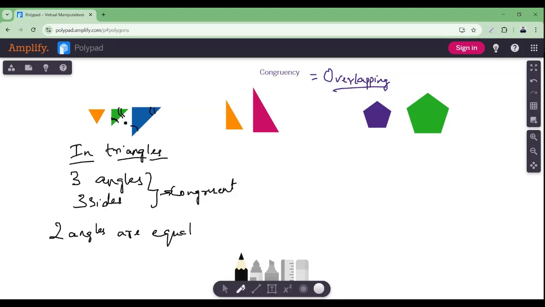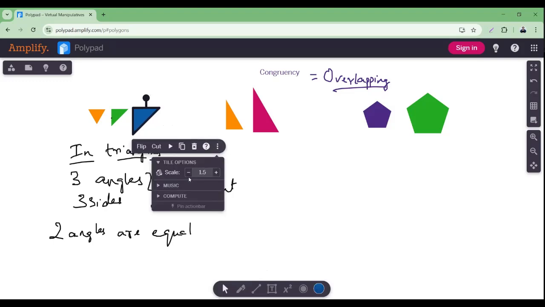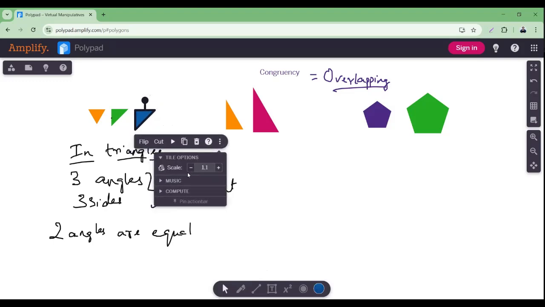What is mandatory is this: from green to blue, what changed was the side length here, right? The side between the two angles, whatever the side is there, is not equal. Now, if I make this equal, then what happens? My triangle becomes congruent, right? So I'm going to reduce it to the initial size. Okay, so what is happening?